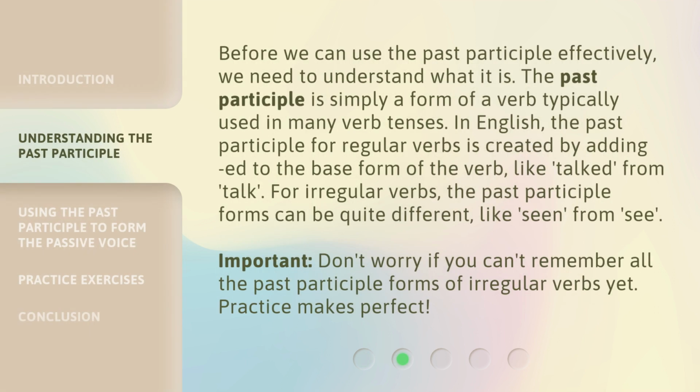Before we can use the past participle effectively, we need to understand what it is. The past participle is simply a form of a verb typically used in many verb tenses. In English, the past participle for regular verbs is created by adding -ed to the base form of the verb, like talked, from talk. For irregular verbs, the past participle forms can be quite different, like seen, from see. Important: don't worry if you can't remember all the past participle forms of irregular verbs yet. Practice makes perfect.